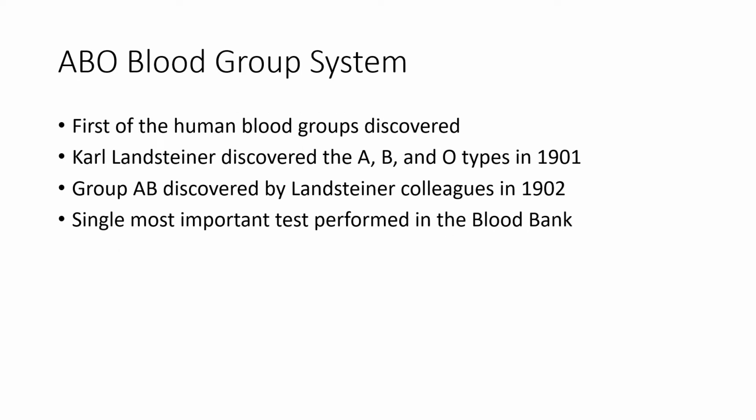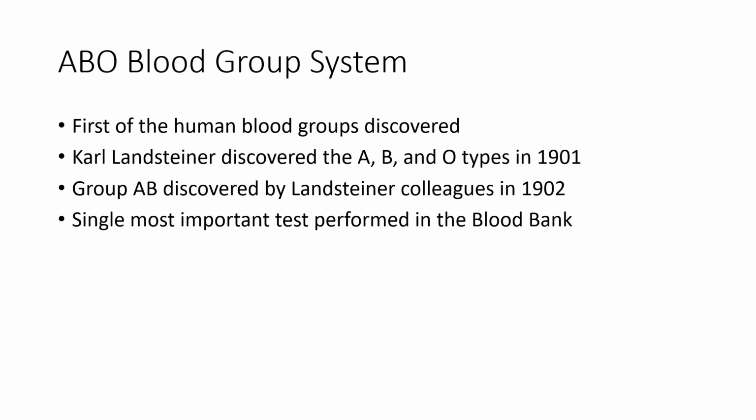The ABO blood group system was the first system of human blood groups that were discovered. Carl Landsteiner discovered the A, B, and O types in 1901, but he didn't discover the group AB until 1902. He did this by mixing the cells and plasma from different people and seeing the reactions.